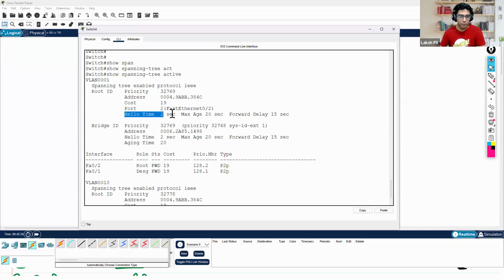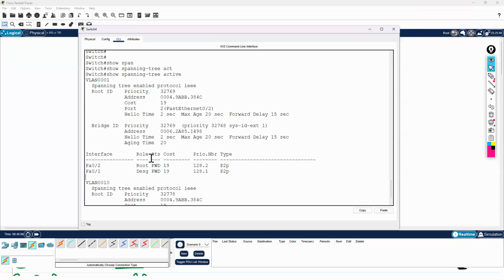It says the hello timer is 2 seconds and the forward delay timer is 15 seconds. I'll explain max age timer when we talk about a few other features later. The forward delay timer of 15 seconds is the listening state and learning state timer. The hello timer for BPDUs is 2 seconds, so every 2 seconds a BPDU is created, and whenever there is a change of role, 15 seconds of listening and 15 seconds of learning are done. This is true for every single switch. Is this output clear?